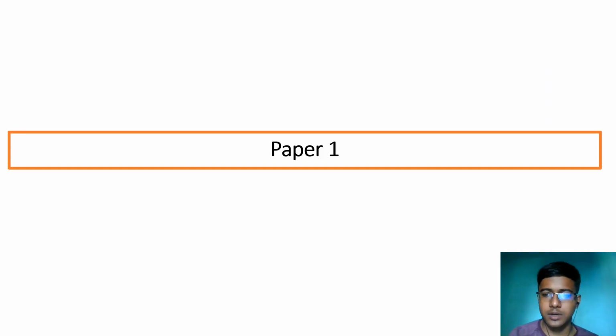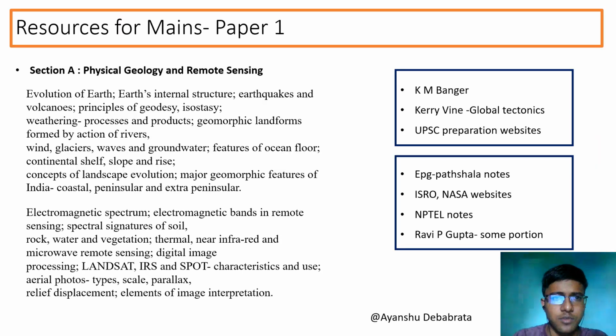In paper 1, we mainly deal with physical geology, remote sensing, structural geology, sedimentology, paleontology, and stratigraphy. So let's see what the resources required for them are. First comes physical geology and remote sensing in section A. The first part deals with physical geology, geomorphology, and its Indian perspective.